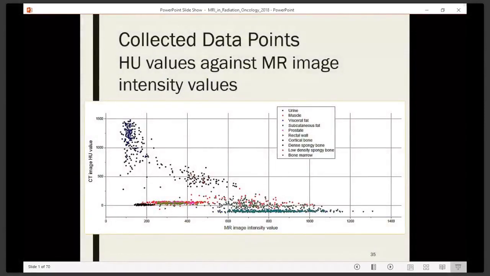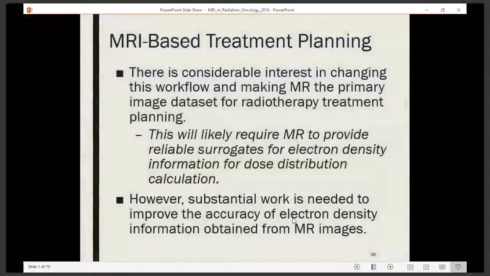And this is some data that just shows you how this MR image intensity value in one particular scan, actually, it looks like an abdominal scan, compares with the CT Hounsfield units. And the only place there seemed to be any strong correlation here is in the cortical bone, where you have low signal in MRI and high signal in CT, and the rest of it is kind of a mishmash.